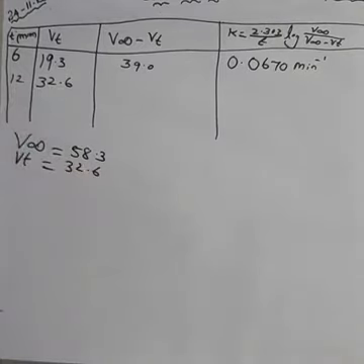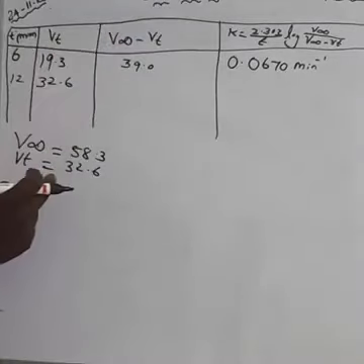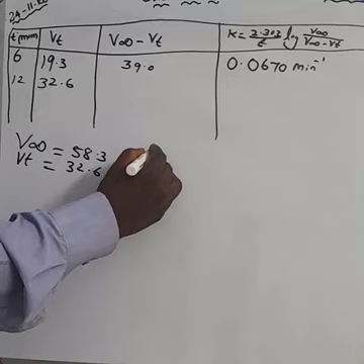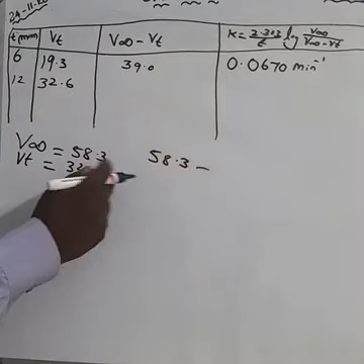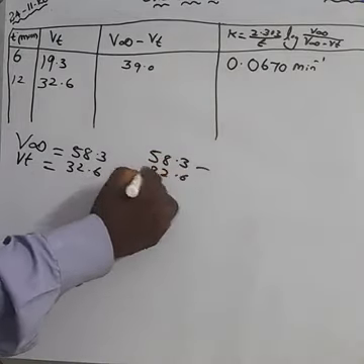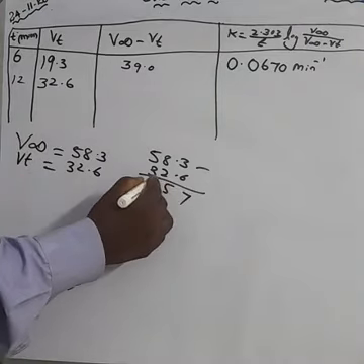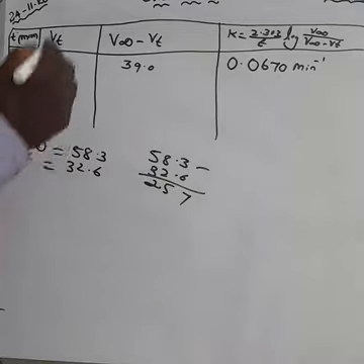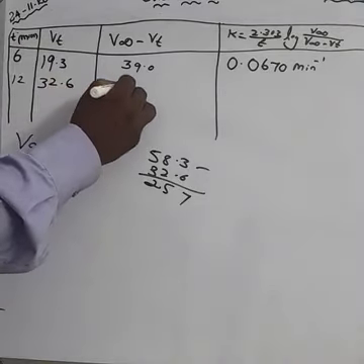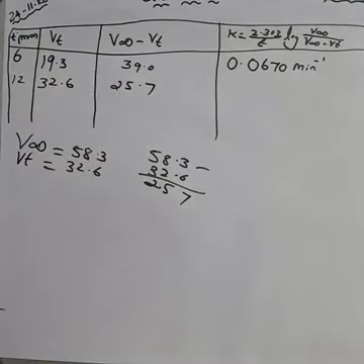Anyhow, V infinity minus Vt is 58.3 minus 32.6. When we subtract, we get 25.7. So 25.7 is the V infinity minus Vt.